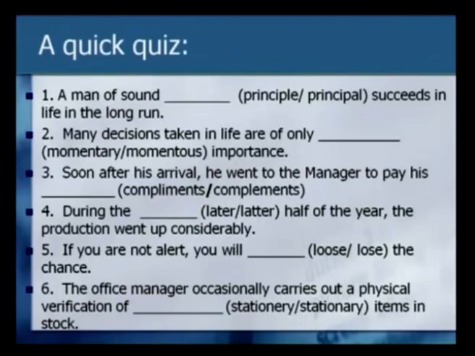Look at the first one. A man of sound dash. Choose one from the 2 choices given. Principle, principal, succeeds in life in the long run. The second one, many decisions taken in life are of only momentary, momentous importance. Choose one between the 2 choices given.